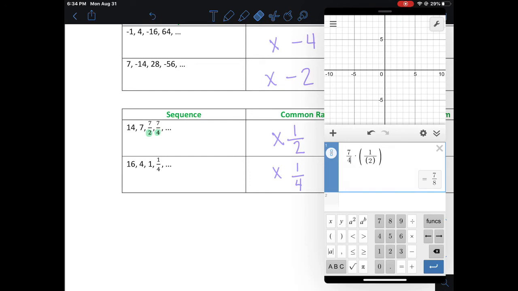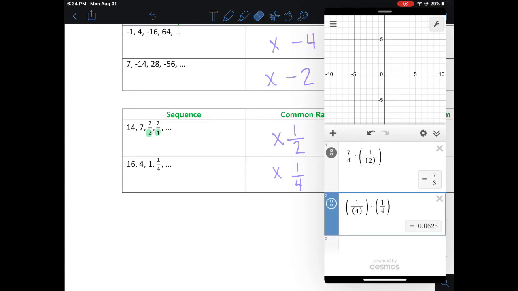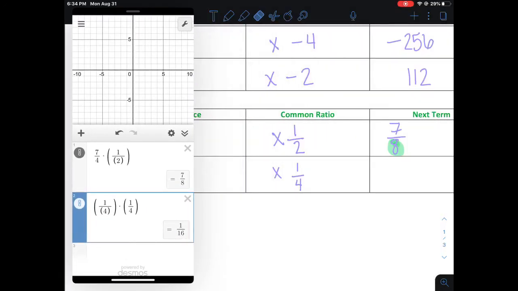All right, now we need to figure out what our next term is going to be. You can use your calculator, that's fine. 1/4 times 1/4 gives us a decimal. I don't want a decimal. If it's in fractions, I want it to stay as a fraction. So I'll hit the fraction button and we get 1/16. All right, so go ahead and try your practice problems.